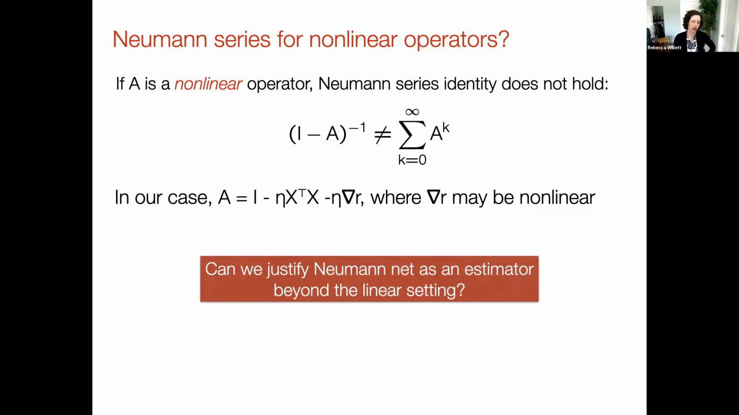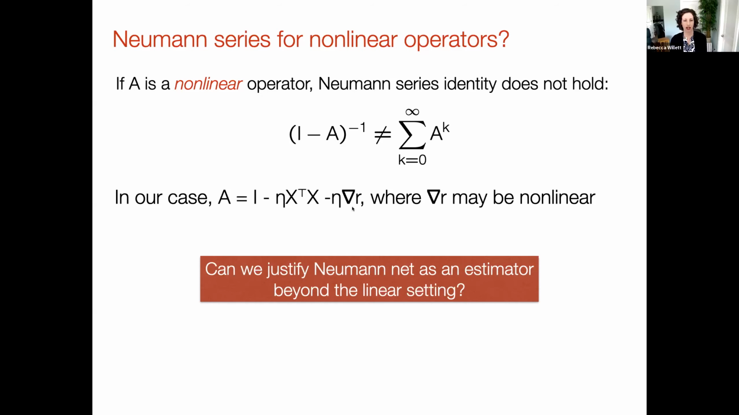Now, if you're paying attention, you might feel a little bit of skepticism at this point, because the Neumann series, of course, holds for linear operators. So if A is a linear operator, then this Neumann series expansion holds with equality. But if it's nonlinear, then of course the equality does not hold. In the Neumann network, this operator A corresponds to the identity minus eta x transpose x minus eta gradient of R. And now if we're going to replace the gradient of our regularizer with some sort of neural network, then it's almost always going to be nonlinear.